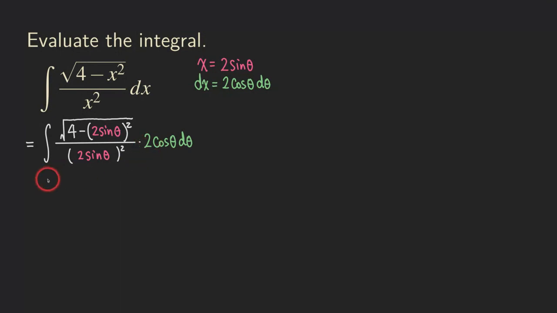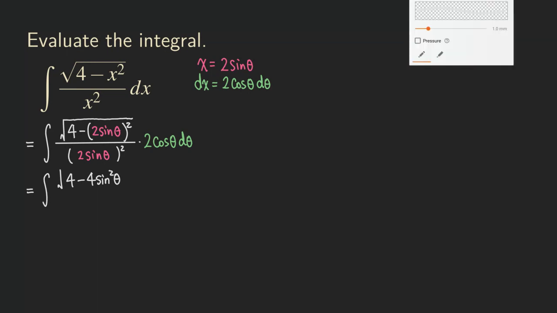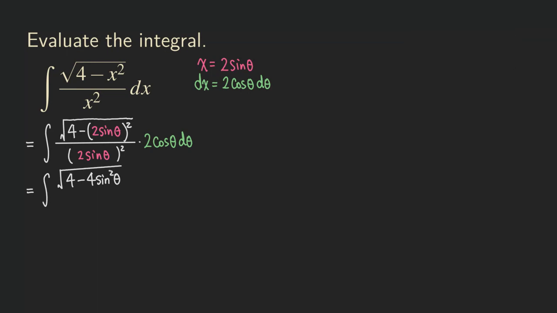So in general, we are going to deal with the stuff that's inside the square root first. So we are going to get the square root, right? And then we have the 4. And then now see what's going on here. We are squaring the 2. So we are going to get 4 minus 4. And then we square the sine theta, right? So we are going to get sine square theta. Okay, so that's our expression that's inside the square root.